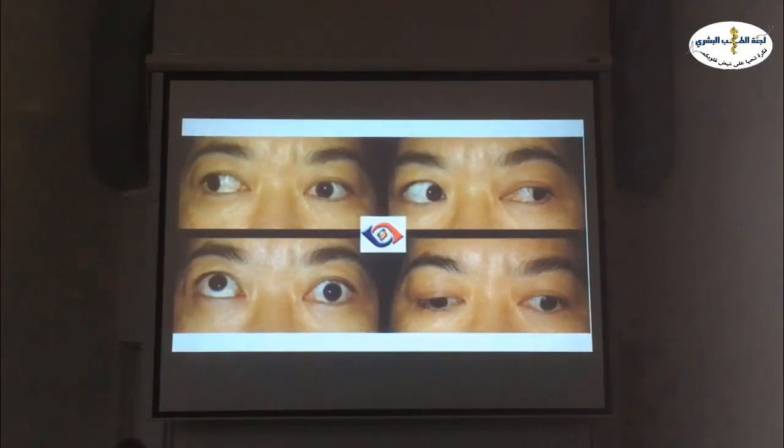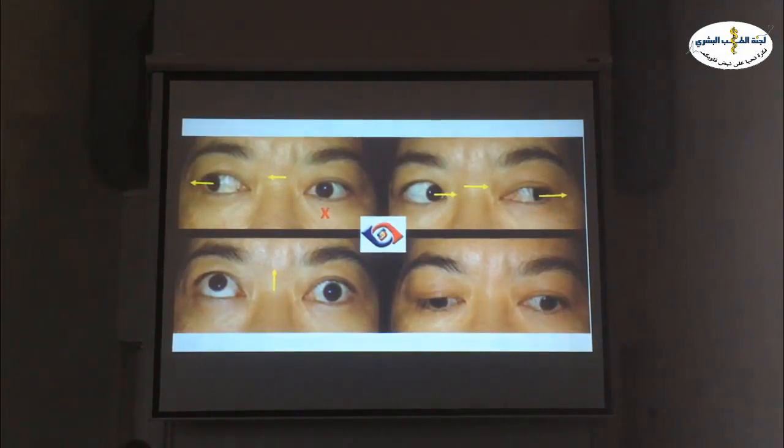The same person, we want to test what is going on. So we ask him to look to the right. The right eye went right. The left eye did not. Okay? You ask him to look to the left. The right eye looked to the left and the left eye looked to the left because there is no problem looking to the left.